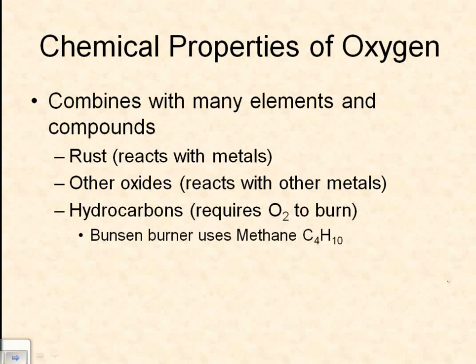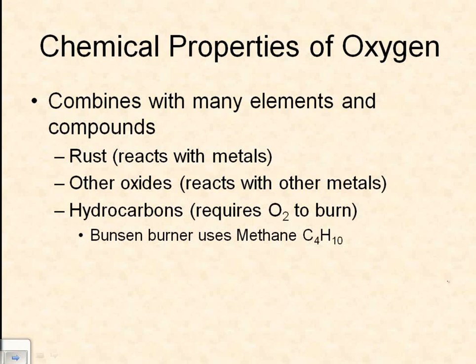Some chemical properties of oxygen: it combines with lots of different things. So we are familiar with rust. If iron oxidizes, we form iron oxide, which is rust. It's that orange stuff. We form other oxides with other metals. Only iron rusts, but other metals will oxidize, which means that they react with the oxygen and form a metal oxide. Like aluminum oxide would be a film over the aluminum. It makes it look dull.